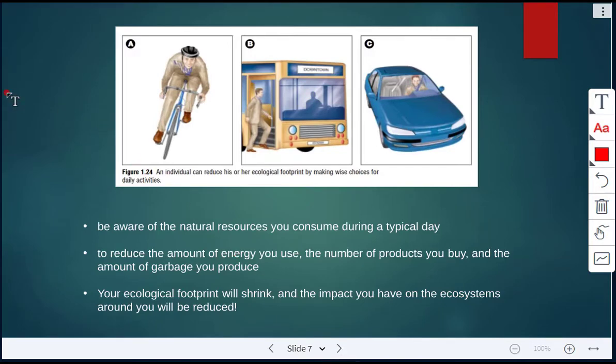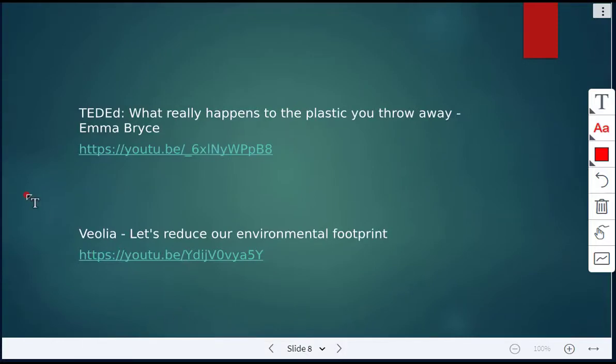What else here? An individual can reduce his or her ecological footprint by making wise choices for daily activities. Biking, take the bus instead of driving a car by yourself. So be aware of the natural resources you consume during a typical day. To reduce the amount of energy you use, the number of products you buy, and the amount of garbage you're producing, your ecological footprint will shrink and the impact you have on ecosystems around you will be reduced. All right, so we'll pause here.